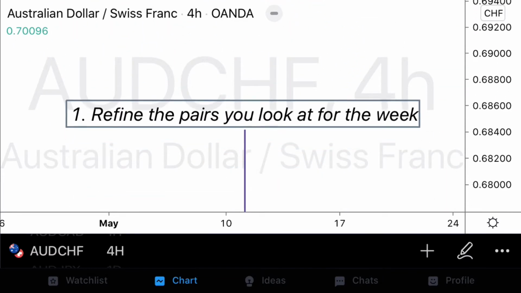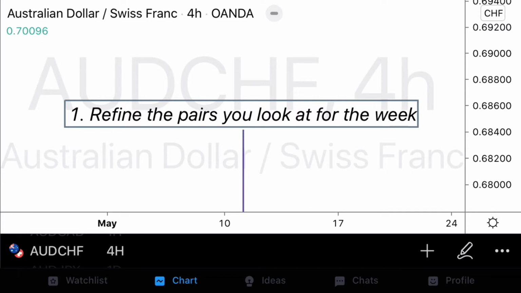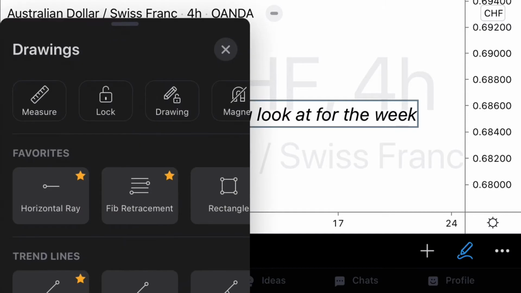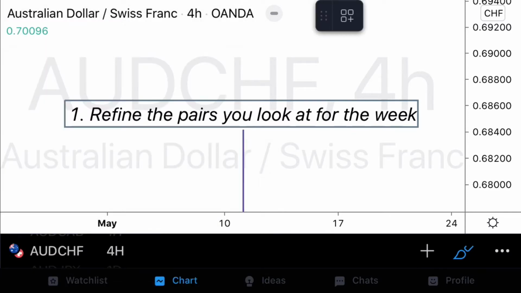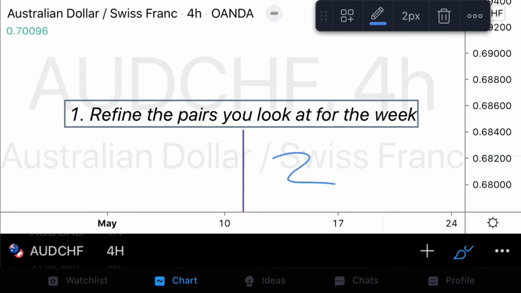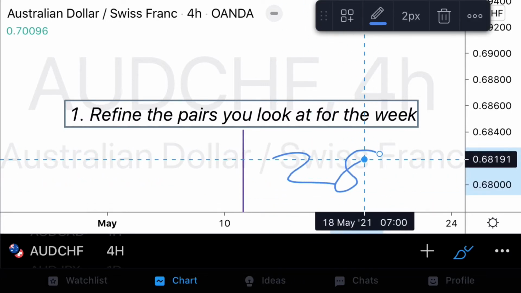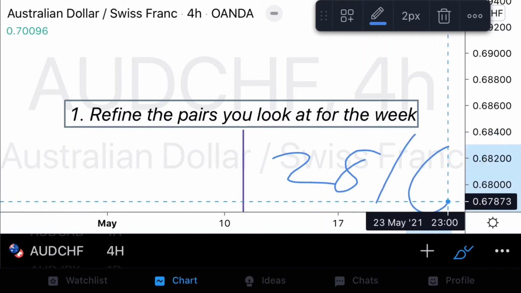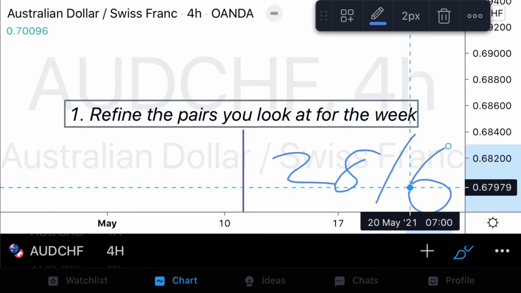The first thing that we are going to want to do is refine the pairs that we look at for the week. Now people take different approaches to refining our pairs. Some people take the approach of refining a pair where they look at all 28 of the pairs, and then from those 28 pairs they just take about 6 for the week. Now that's a great way to actually refine the pairs that you're looking at. I guess it ensures that you're always looking at the most highly profitable setups, or the setups that you decide are the most profitable for the week, and then it also refines your focus guys.